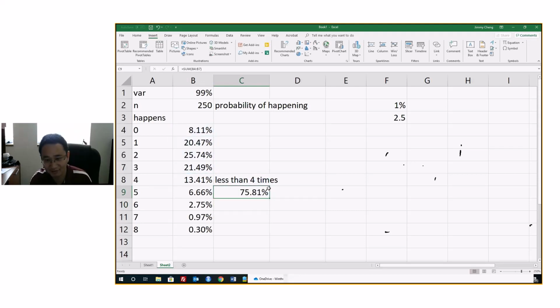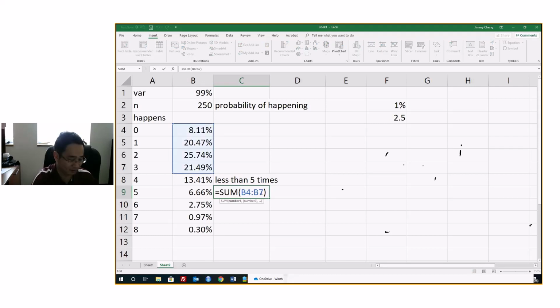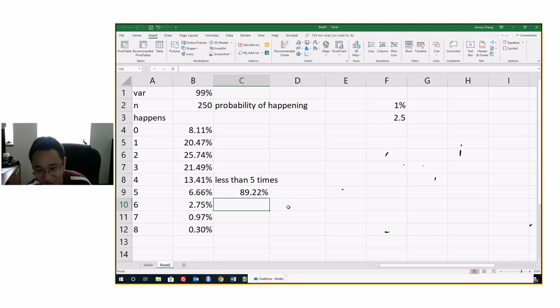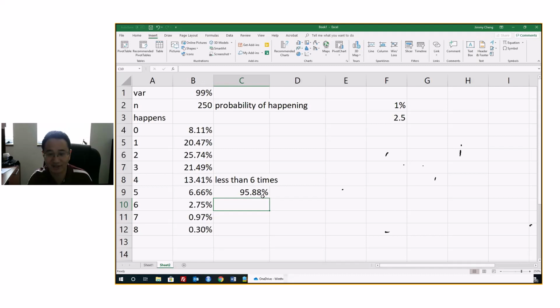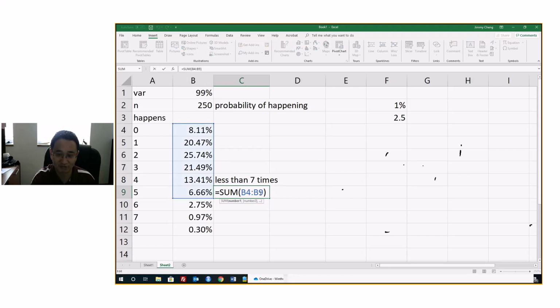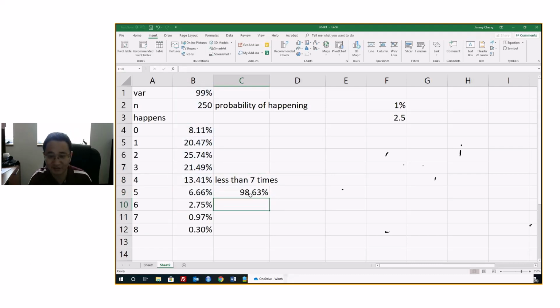So 75% it should happen less than 4 times. If you go less than 5 times, we just move this up a little bit. So there is around 90% chance it will happen less than 5 times. If you change to less than 6 times, this will be adding all those together. So there is 95.88% it will happen less than 6 times. Less than 7 times, we just move this one more cell down. So there is a 98.63% it will happen less than 7 times, okay? You can continue to drag this.